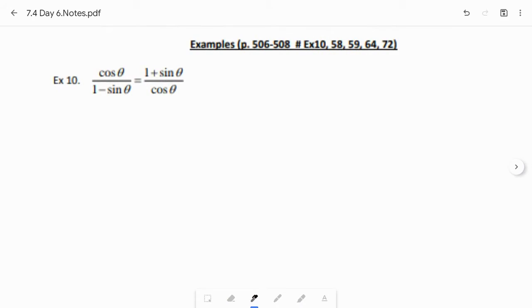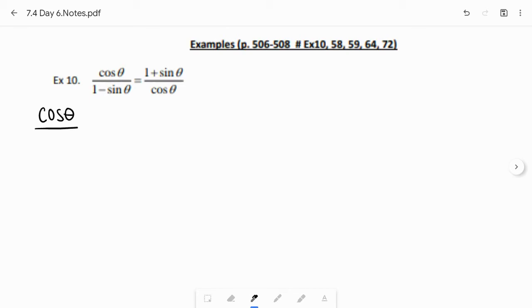We have cosine of theta over 1 minus sine of theta is equal to 1 plus sine of theta over cosine theta. Okay, so both sides kind of look equally difficult, but we are going to work with the left-hand side. I am going to notice that 1 minus sine squared of theta equals cosine squared theta, which gets us a little bit closer to the denominator of cosine of theta. So what I'm going to do is multiply the top and the bottom by the conjugate, which would be 1 plus sine of theta.